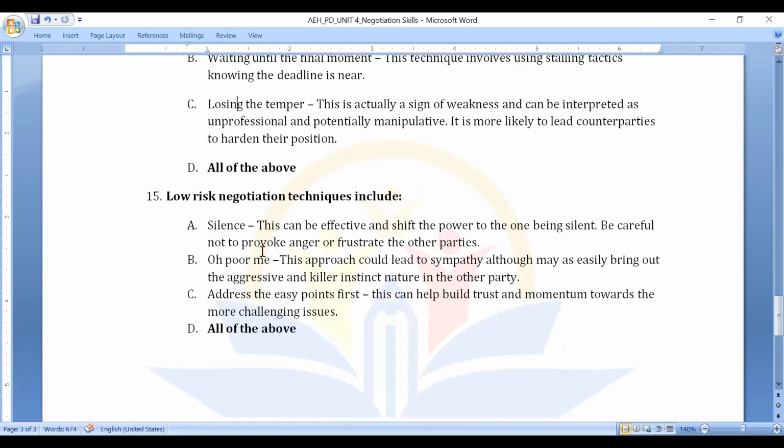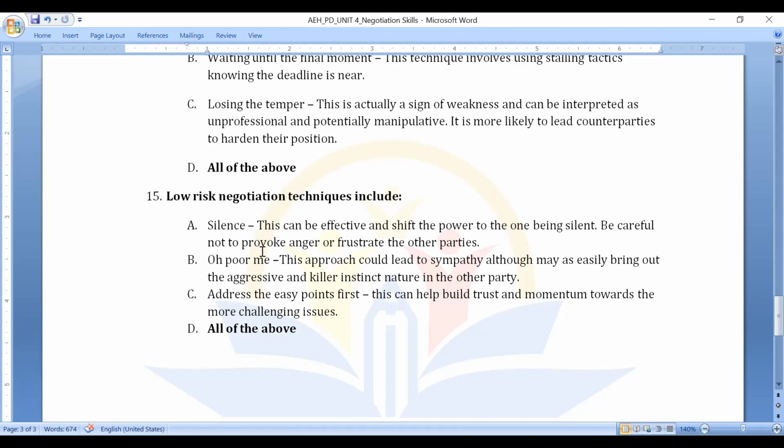Low risk negotiation techniques include silence. These are the low risk. You are not at risk. This can be effective and shift the power to the one being silent. Be careful not to provoke anger and frustration of the other parties. When negotiations are going on, you become silent, you don't speak anything because you might not agree with it, you are not happy with it, but you become silent.